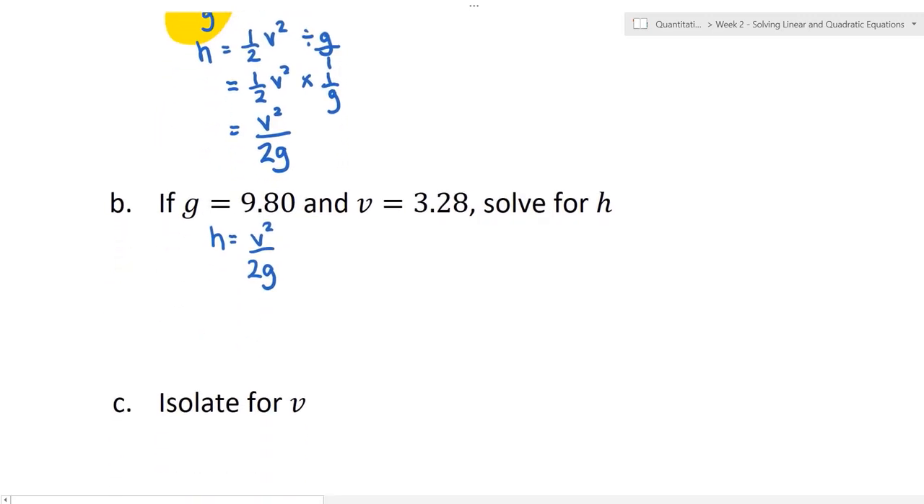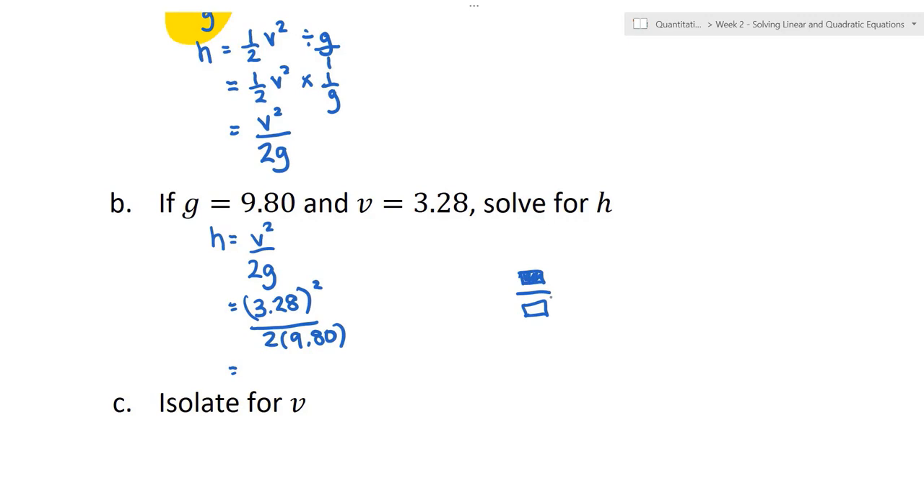Now we want to sub in the values that we know. V is 3.28 in brackets squared over 2 times g, which is 9.80. Now I'm just going to type this into my calculator. Again, I'm using that button that looks like a fraction button. Looks like this on my calculator. So when I type it, I can see exactly what I'm typing in the numerator and what's in the denominator. So I'm entering 3.28 squared, and then moving to the denominator and typing 2 times 9.80.